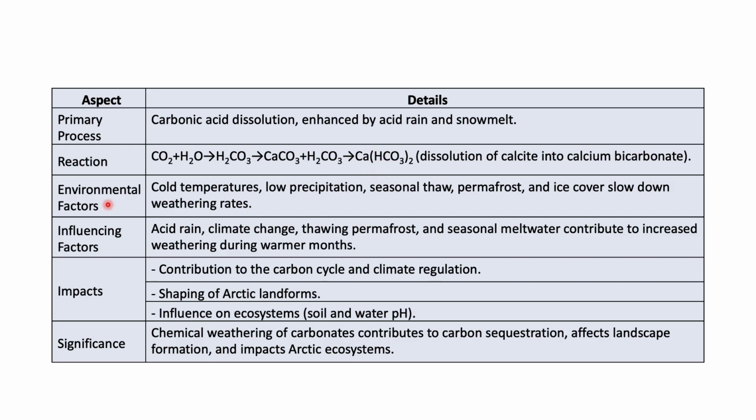So what are the environmental factors that are involved in the weathering process? Cold temperatures, low precipitation, seasonal thaw, permafrost and ice cover slow down the weathering rates. That means at low temperature the reactions are slower.